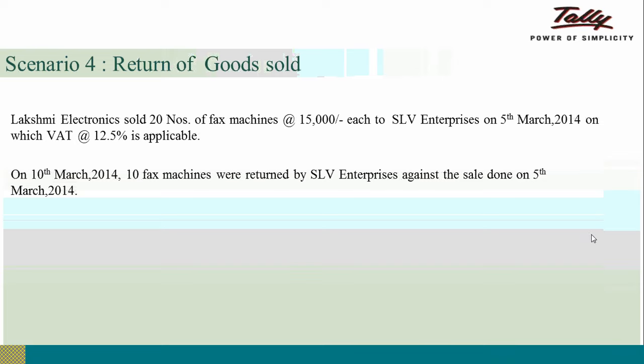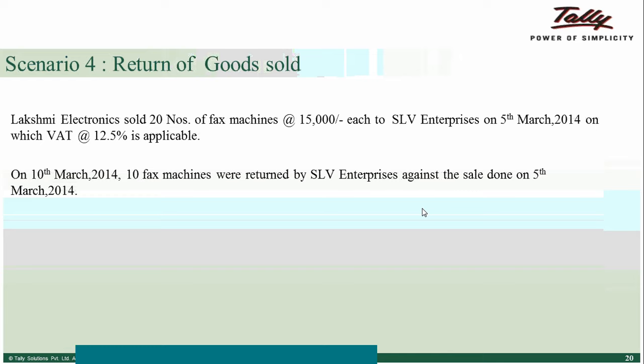So the next scenario we are going to discuss is the return of goods sold. Here Lakshmi Electronics is selling 20 numbers of fax machines to SLV Enterprises, and LBT is applicable on this particular transaction. Once after making the sales, the goods have been returned back by the party. Once the goods have been returned, we will be importing the same into our municipal corporation. So how do we record such a transaction and map it in the LBT computation so that LBT will be exempted on such imports?